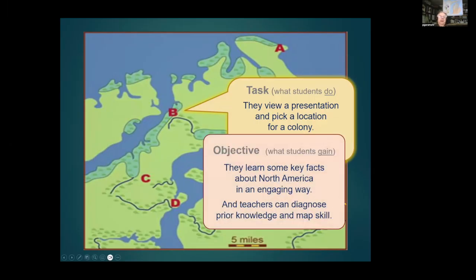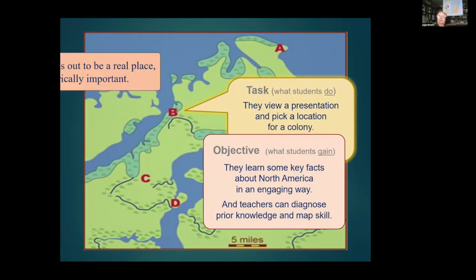What they gain out of this is some key facts about North America in a very engaging way. And what you gain out of it as a teacher is that you can diagnose some of their prior knowledge and some of their map reading skills. So this might take about 20 to 30 minutes to run. And some teachers have chosen to do this as 5 minutes at the beginning of the class, and then you add a few more frames.